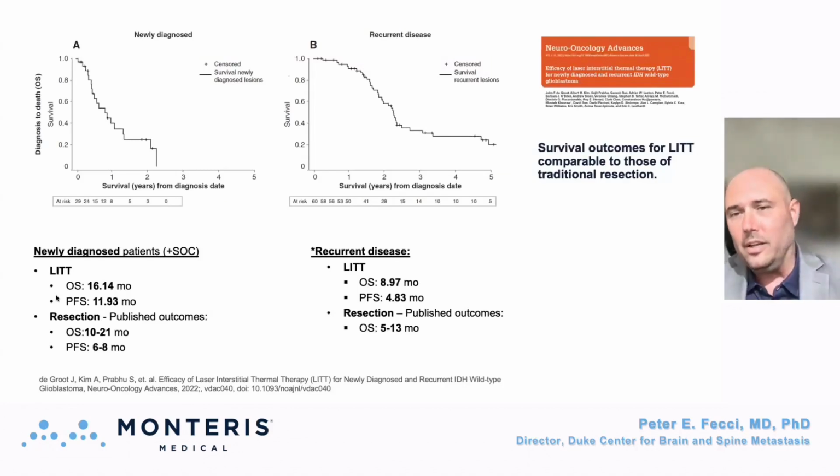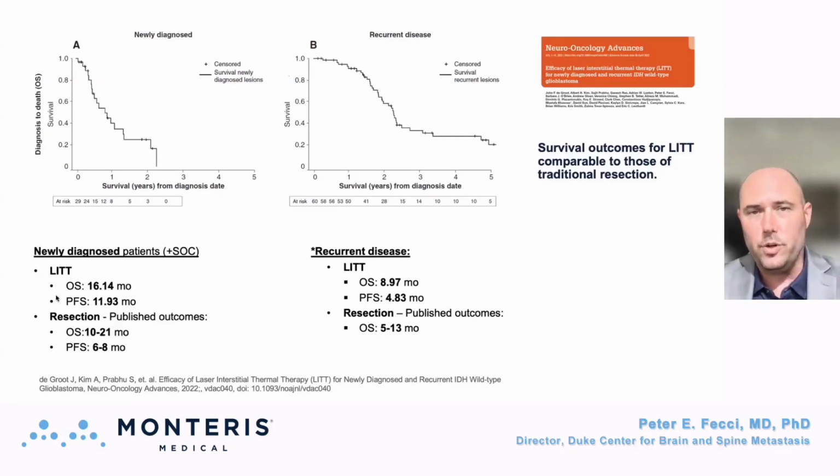here is that LITT really does have very comparable survival outcomes to those of traditional resection. If you look on the left side here, you'll see newly diagnosed disease. The overall survival in patients getting LITT plus subsequent standard of care was about 16 months in newly diagnosed IDH wild-type GBM with a progression-free survival of about a year. And that compares favorably to the numbers underneath that, which you see are the published outcomes in resection.